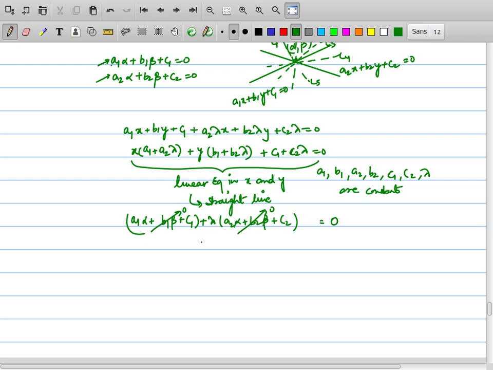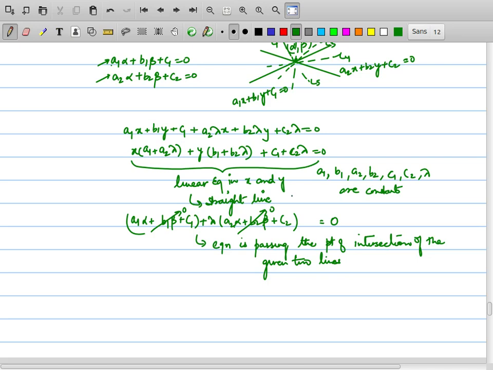Therefore combining the two, this equation is passing through the point of intersection of the given two lines. Why? Because this equation is satisfying the point of intersection, that is alpha beta. It is satisfying those points. It means this line is passing through alpha beta. And what is alpha beta? It is the point of intersection of two lines.